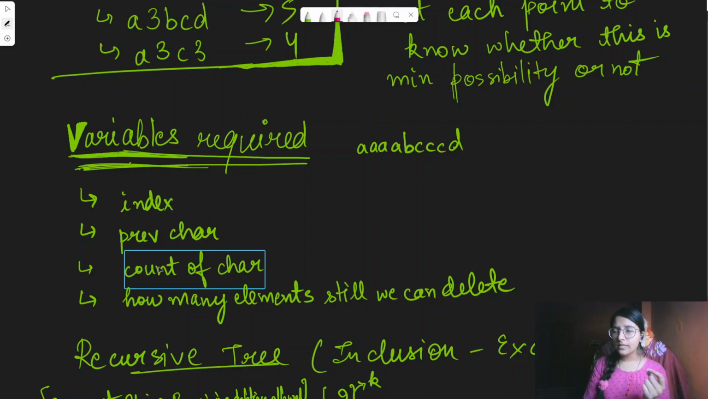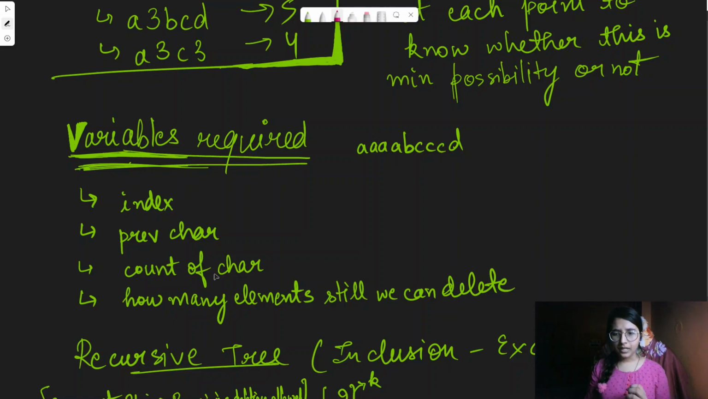Now comes the next part, the count of the character. When we got to know that the previous character was the same and the present character is also the same, was there any evidence before also when they were the same? For that, we require this count of character. And last comes how many elements we can still delete, because in this question we are given one more parameter for deleting at each particular index, so that we can get a minimum run length encoded version of S. So that's why we require one more variable.